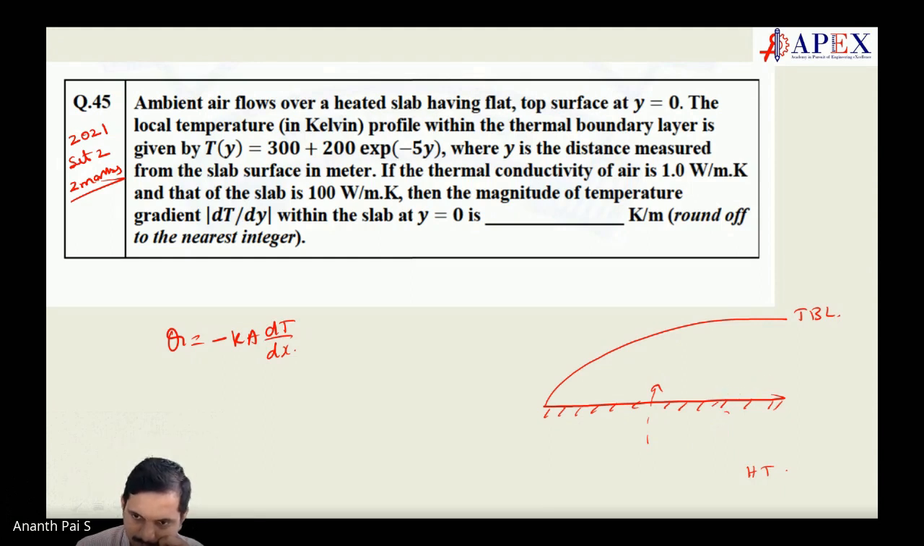So temperature is more here. As it comes down, it decreases, and here it still decreases with a higher slope. This should be the temperature, and this being T infinite, if it is a hot plate. But we do not know whether it's a hot plate, cold plate. A heated slab is given.